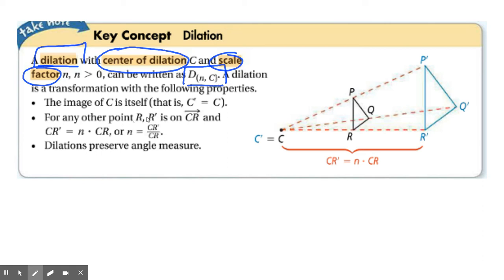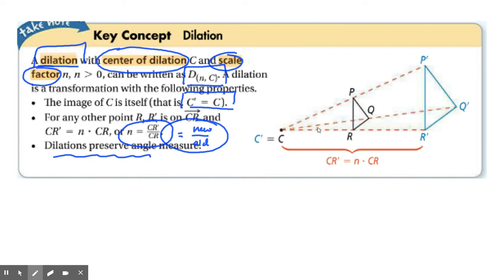So a couple things. If your center of dilation is a point on your figure, then the pre-image and the image will be exactly the same. For any other point, the distance from your image to the center of dilation divided by the distance from your pre-image to the center of dilation is going to be the scale factor. I always think of your scale factor as your new length over your old length. I think that's very important. Now, dilations do preserve angle measure, so this is why they're similar. They're similar because your sides are proportional, but your angles are congruent.